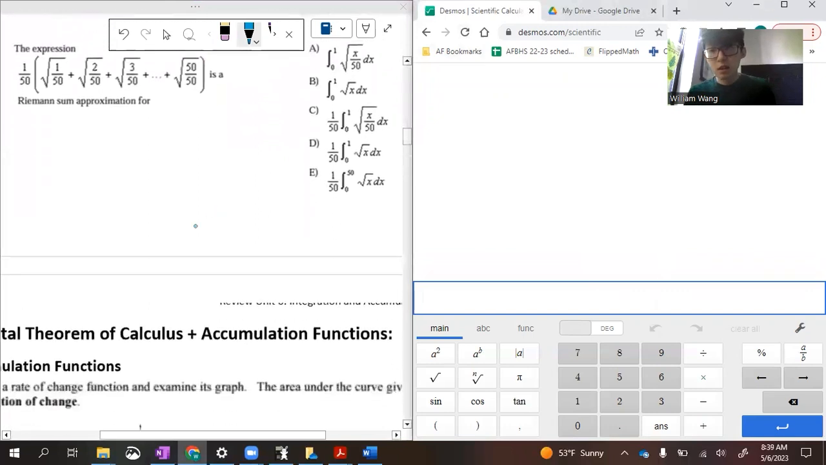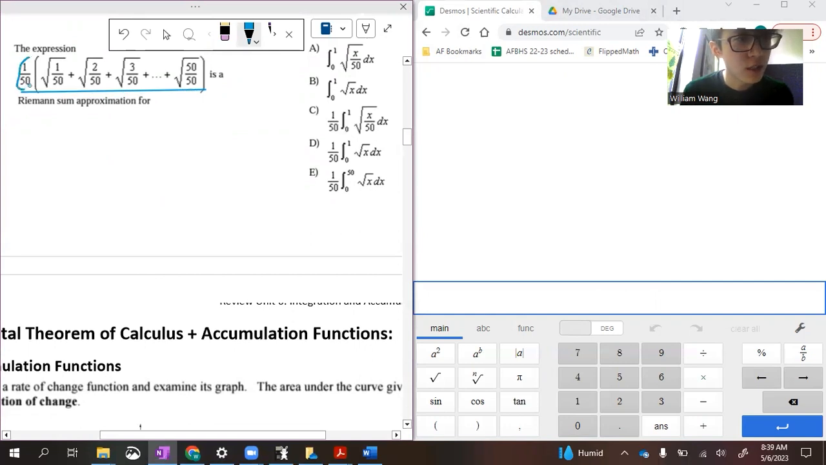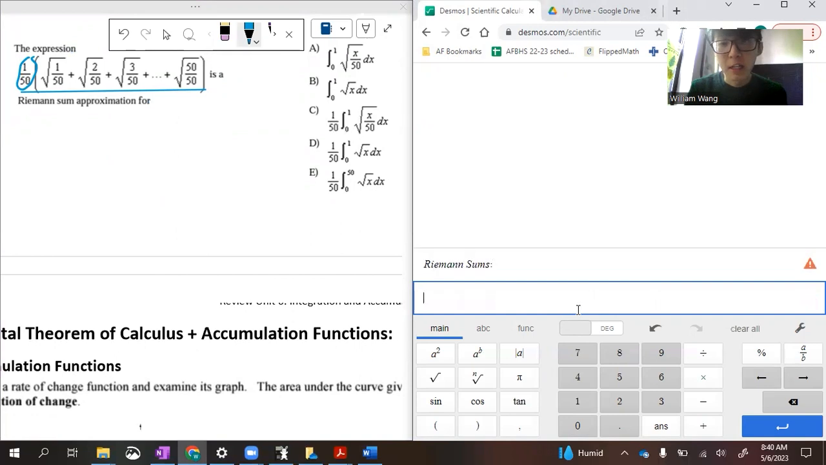Next question. The expression here is a Riemann sum approximation for what? Okay, well, let's think about how they wrote this expression. The first thing I notice is that they took this on the outside. So let's say my Riemann sum expression, generally, is always going to follow base times height plus base times height plus base times height, etc.